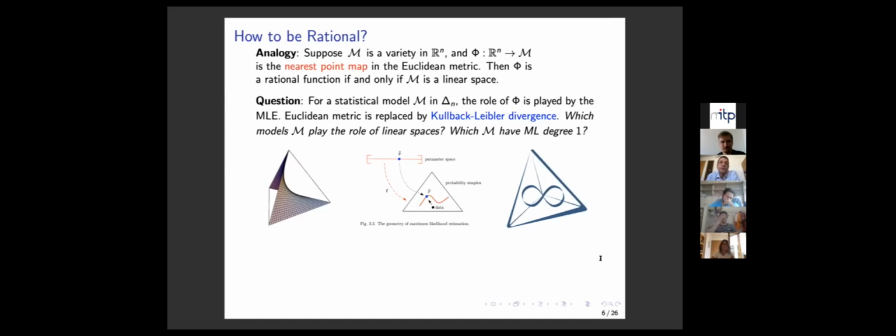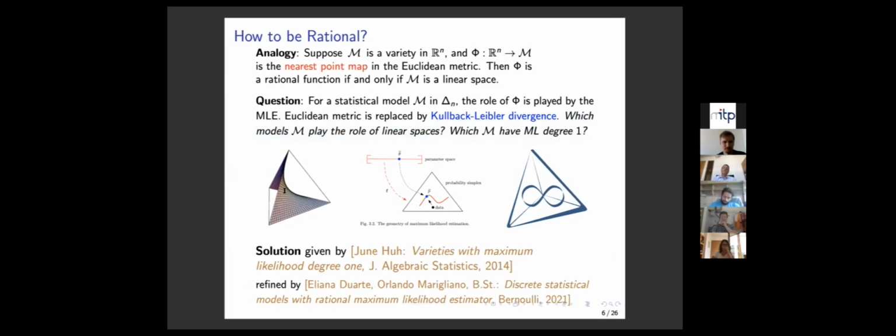The if direction you know from analytic geometry, from high school or undergrad days, but the only if holds true as well. So the question is, if we now replace the Euclidean metric by the statistically meaningful Kullback-Leibler divergence that describes likelihood inference, what plays the role of linear spaces? The role of the nearest point map is now played by the MLE, and the question is which models play the role of linear spaces: those which have ML degree 1. Well, we saw in these formulas how this goes, and there's a general theorem to this effect.